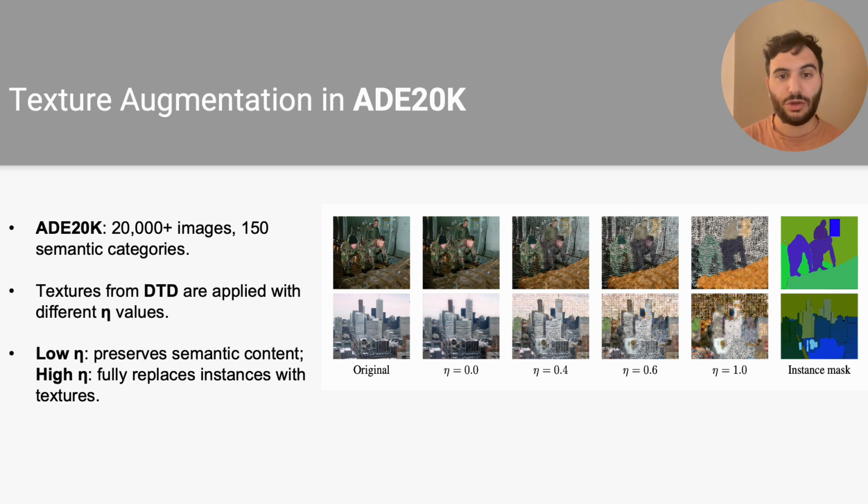Here we apply texture augmentation to 8020K using textures from the DTD dataset. By adjusting the augmentation parameter, we control how much texture replaces the original content. Low augmentation parameter values keep the semantic structure intact, while high ones fully replace instances with texture. This gradual shift helps teach the model to rely on texture rather than object shape during fine-tuning.